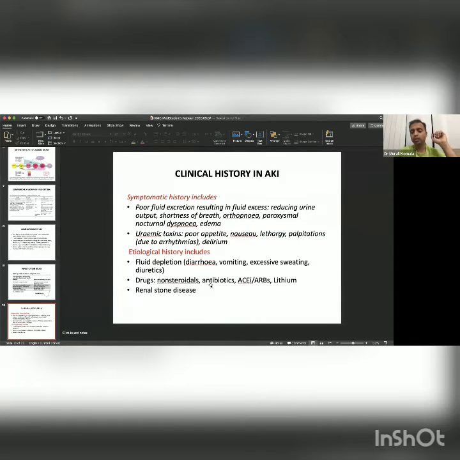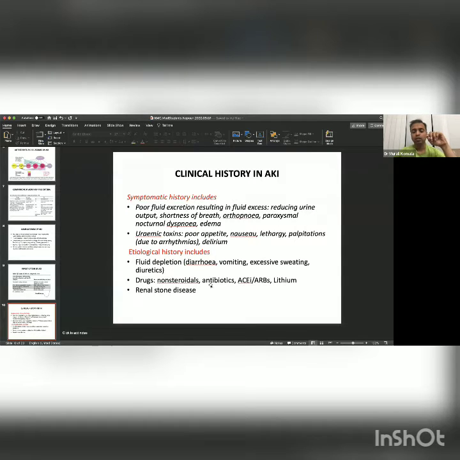Lithium is an important medication. Why is lithium important? Lithium is something that we use in bipolar disorder, and lithium can cause acute kidney toxicity. It can also cause chronic kidney disease as well. But lithium is a very important medication, because that is the only medication which has been shown to prevent suicide in patients with bipolar disorder.